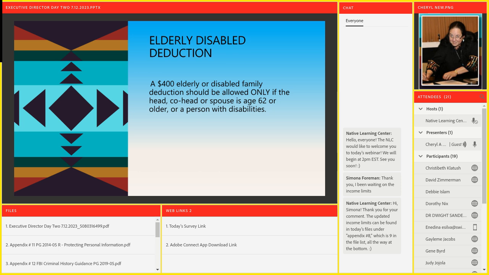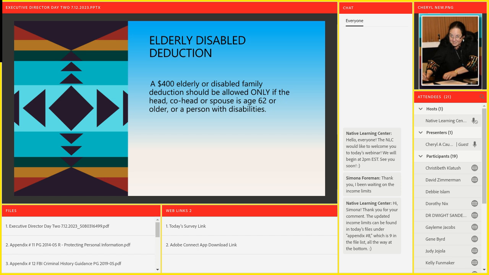So a $400 elderly or disabled family deduction, okay, gets back to that definition I gave you of the co-head, the sole occupant, or the spouse, okay? That $400 elderly or disabled family deduction should only be allowed if it's the head, the co-head, or the spouse that's age 62 or older, or a person with disabilities. So if I'm 40 years old, my husband's 45, but my mother lives with me and she's 80, we're not an elderly household because she is not the head or the co-head, okay?